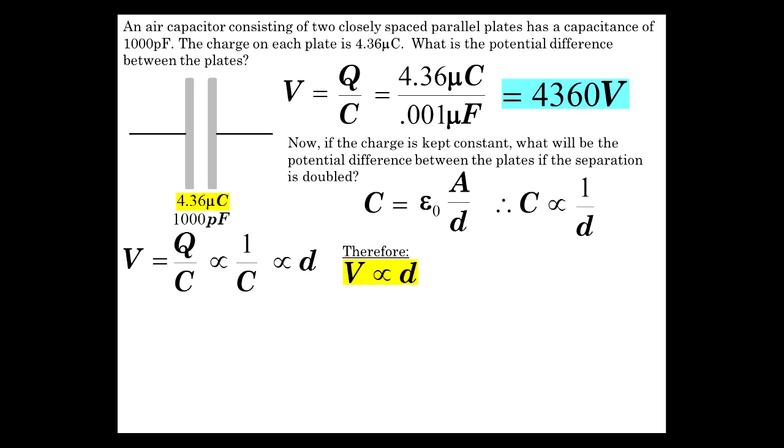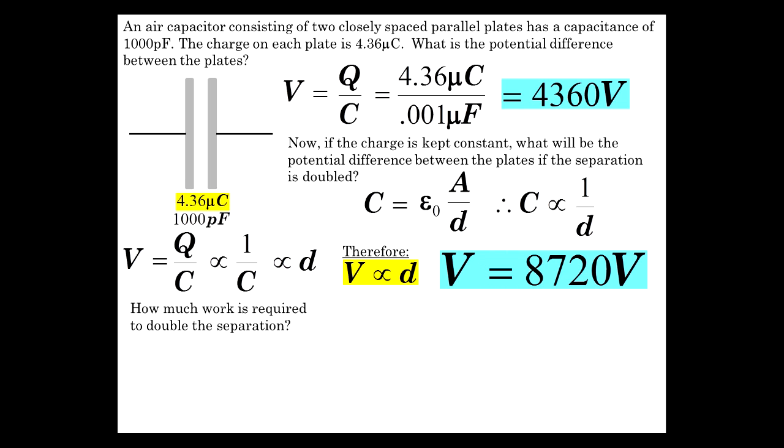V is the integral of E dot dl, right? So for a given E field produced by charge separation, the voltage is proportional to the distance across that E field. So the V is doubled. It's now 8720 volts. So just by separating the plates apart, we double the voltage.